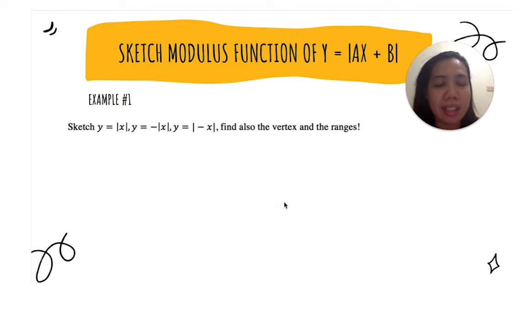Okay, in this learning video, we're gonna see how to sketch a modulus function of y equals the absolute value of ax plus b. Okay, this is the first example. There will be some examples after this video.